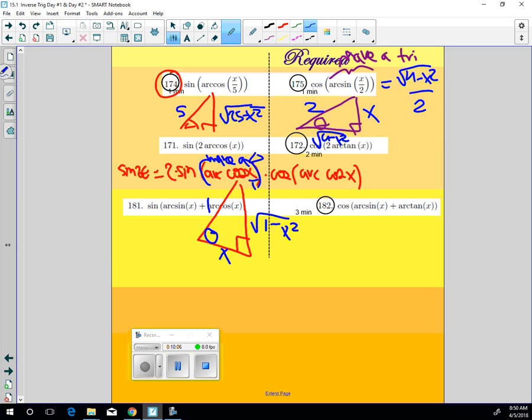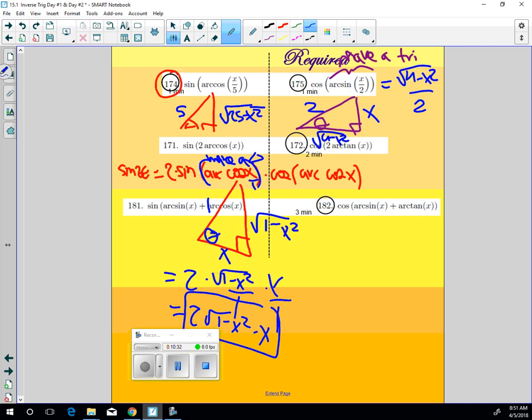Now you're going to take 2 times the sine of this theta. 2 times the sine is going to be square root of 1 minus x squared over 1. And the cosine of this is just going to be x over 1. So your answer is just going to be 2 square root of 1 minus x squared times x.